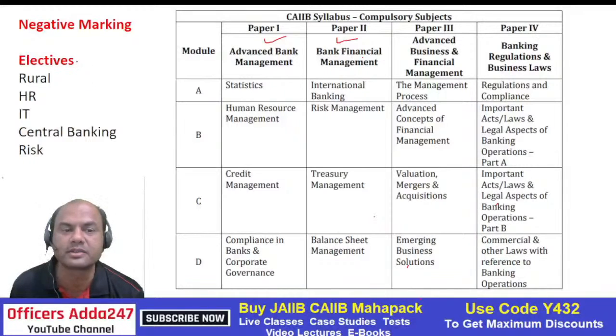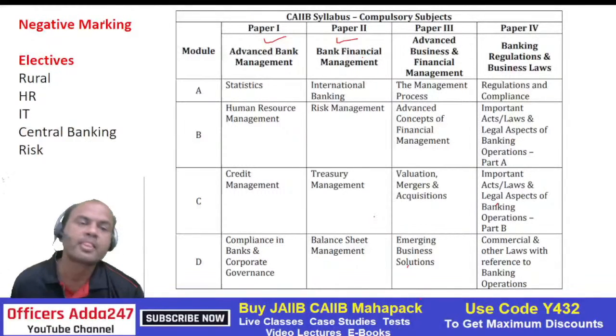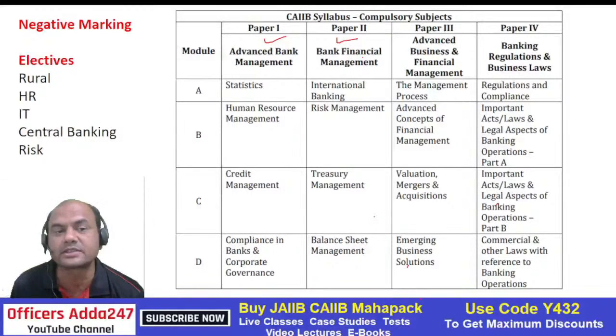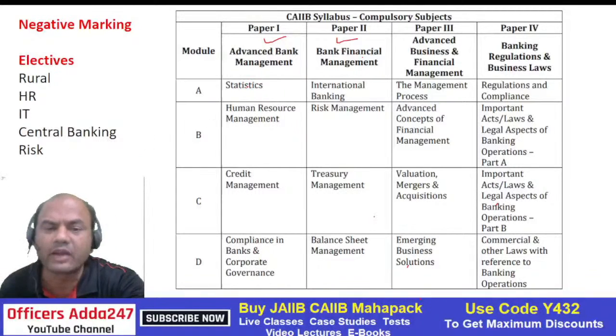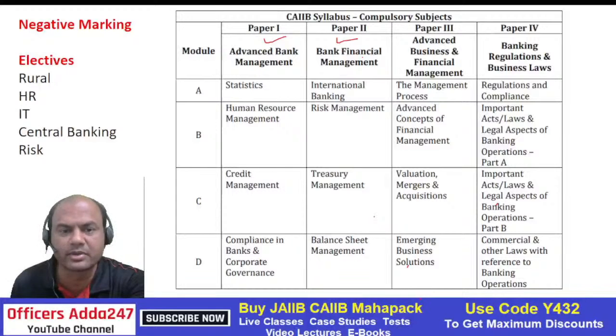About electives: rural, HR, IT, central and risk. There is no retail elective. Negative marking is there. We have all the batches, so you can definitely join Adda 24/7 for these batches. Also, an important part is that there are subjective questions as well. Subjective means you will have to write the answers. That's what they are planning. So try to clear this exam in this December only, rather than going for the May exam.